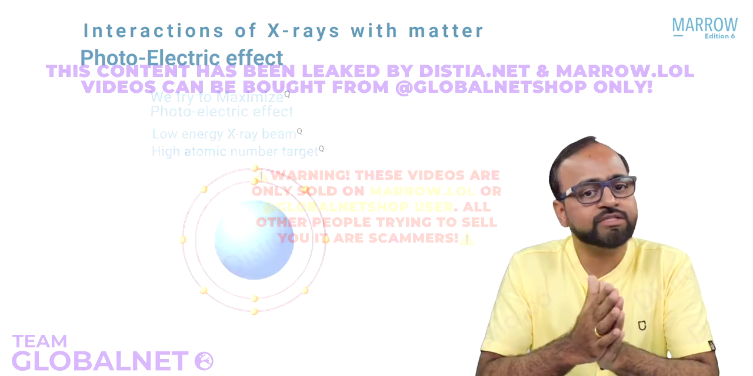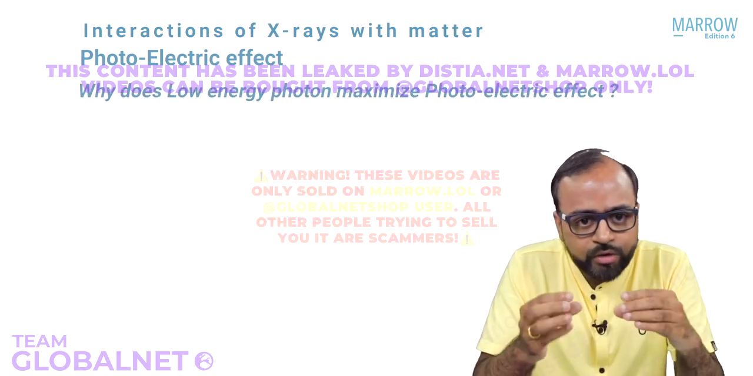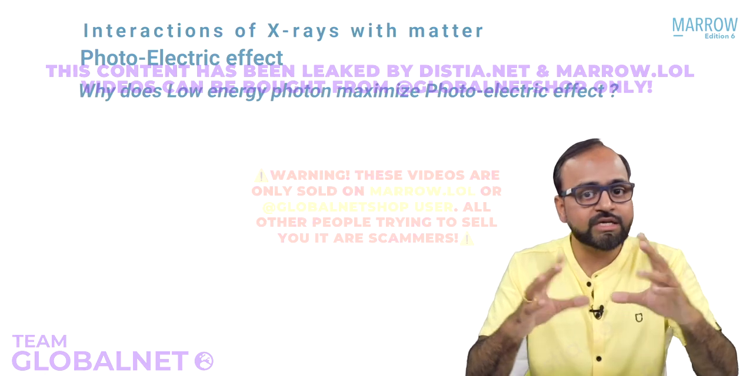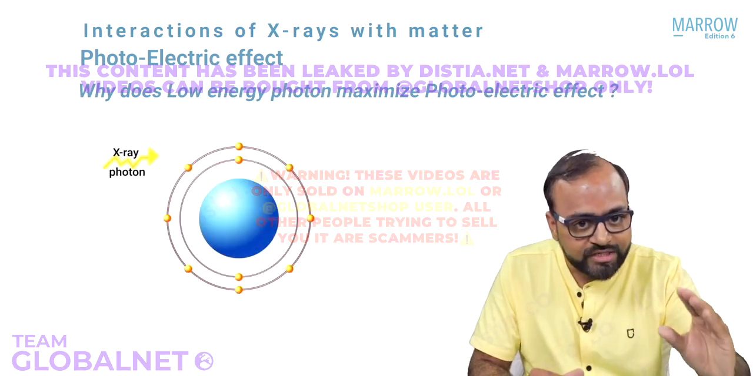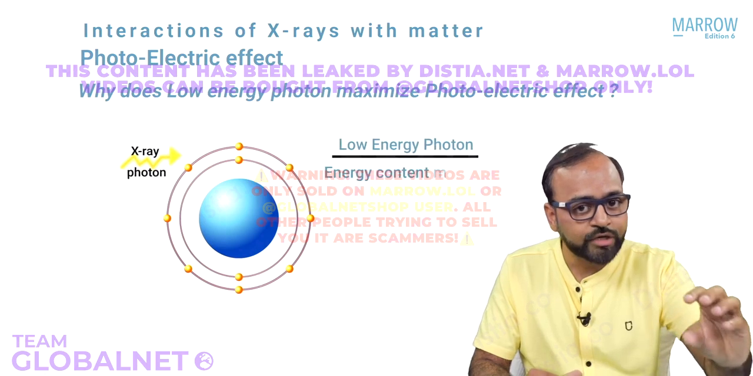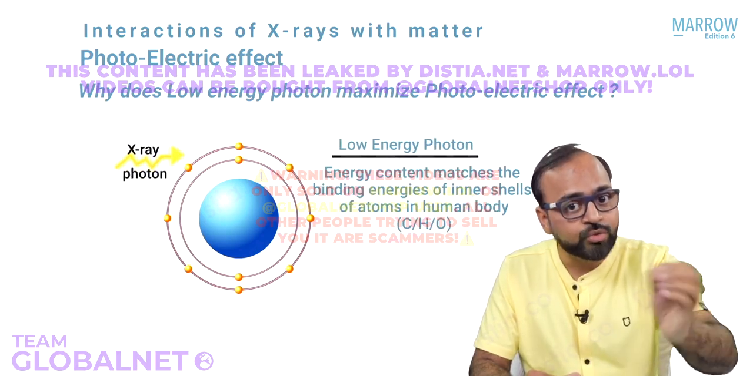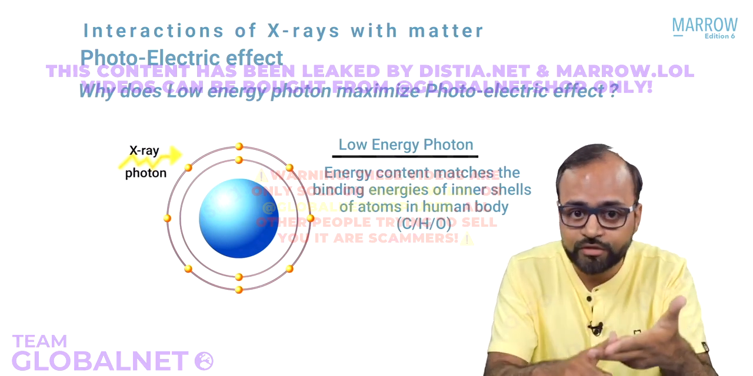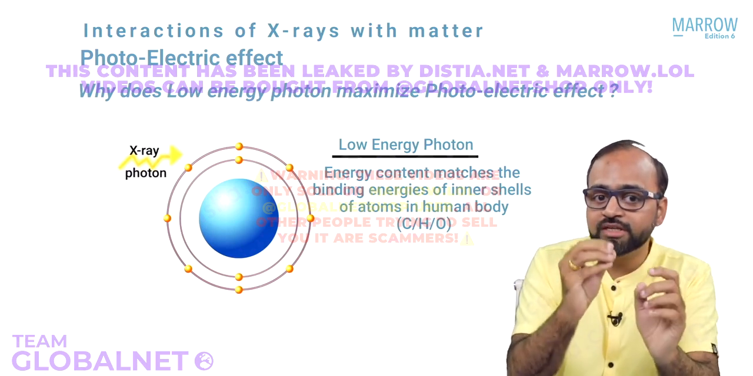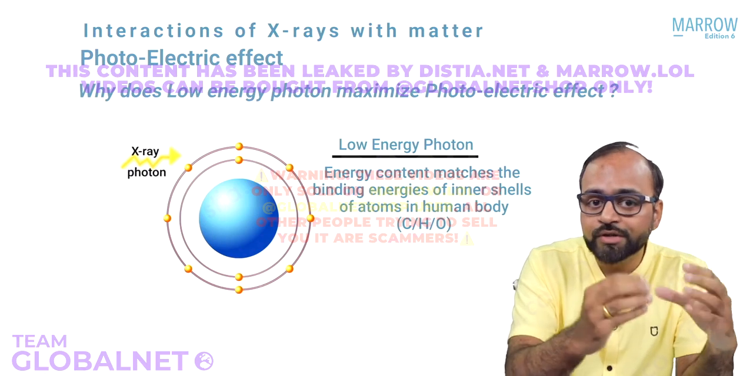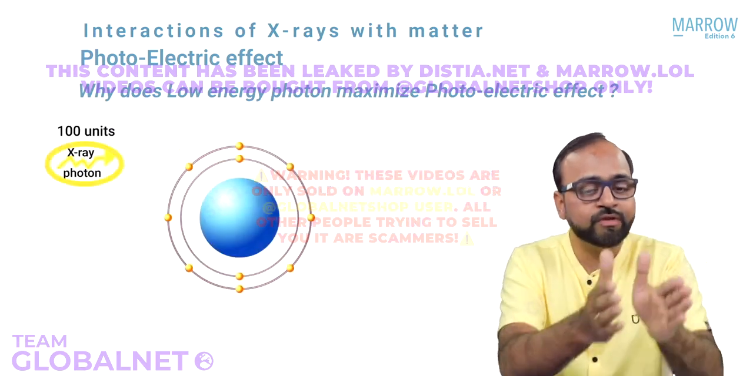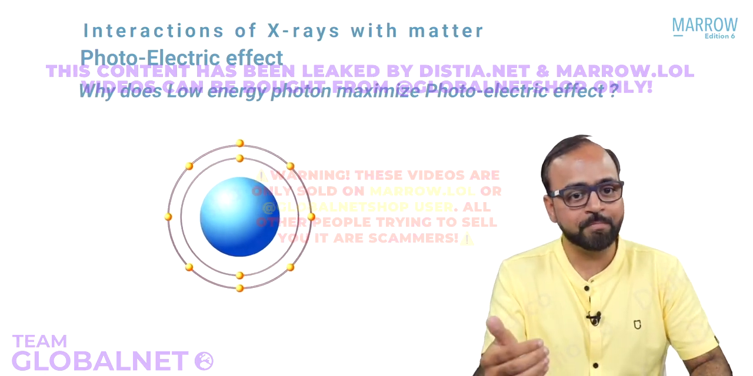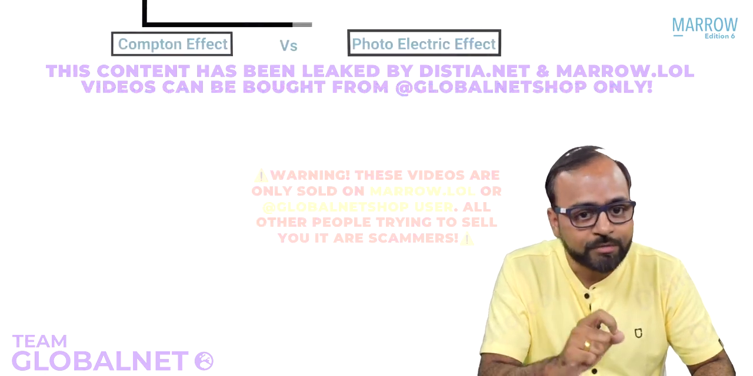Now very often I am asked a question, sir, how is it that a low energy X-ray beam is going to hit an inner shell electron and remove it because it is very tightly bound? See, these are all relative terms. When I mean a low energy X-ray, this low energy content of the X-ray beam is actually perfectly suited to remove the inner shell electron of atoms in the human body like carbon, hydrogen, oxygen. To remove the inner shell electron in carbon, hydrogen, oxygen, a very low energy X-ray beam is actually best suited, and therefore when we use this low energy X-ray beam, more and more photoelectric effect occurs inside the human body.